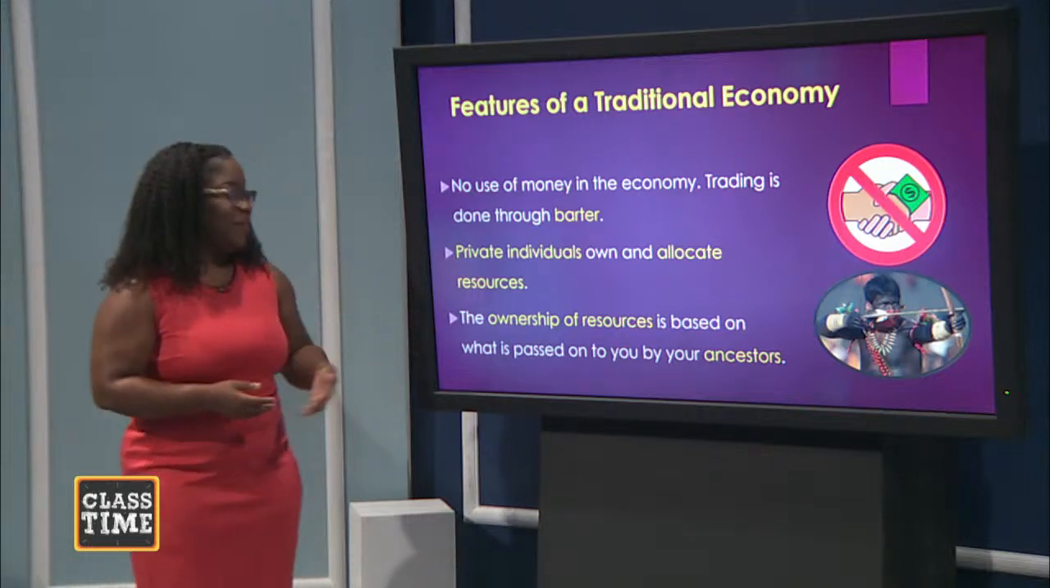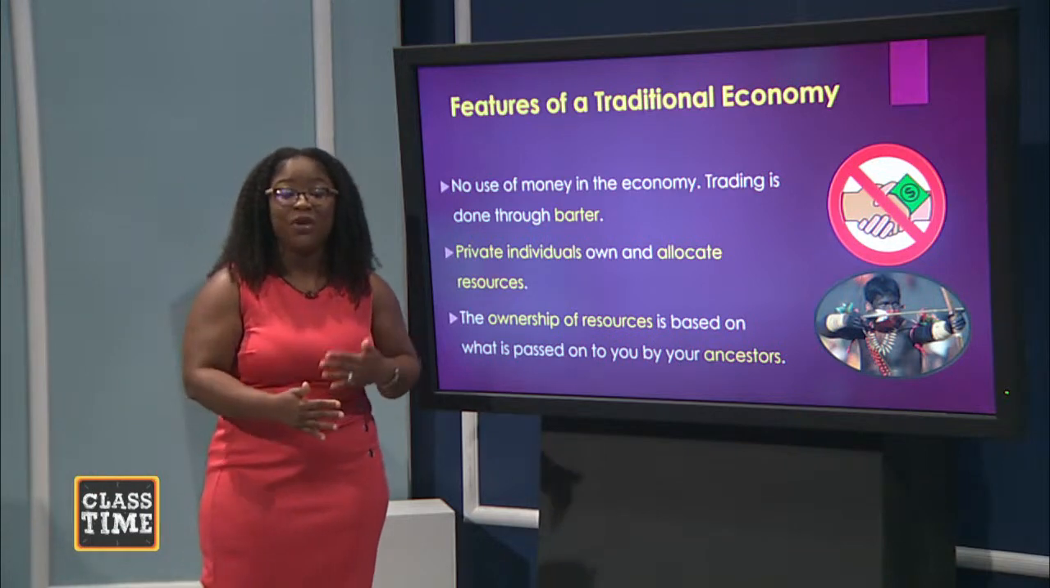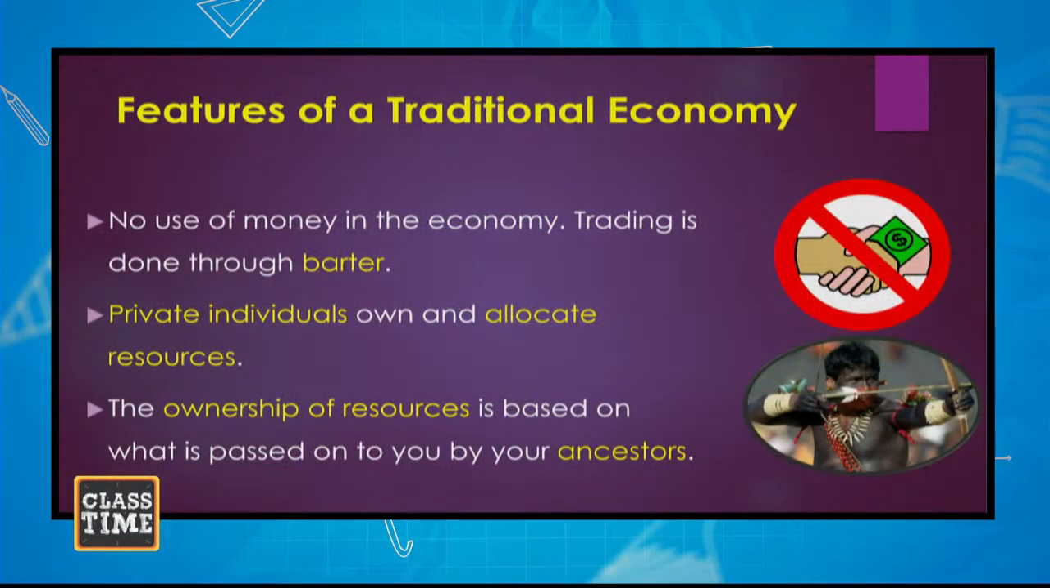Another key feature is that the ownership of these resources is actually based on what has been passed down through ancestry. So the basic resources that are owned by individuals in this economy, it can be a plot of land, it can be the instruments that they use to carry out their work. All of these are actually passed down.